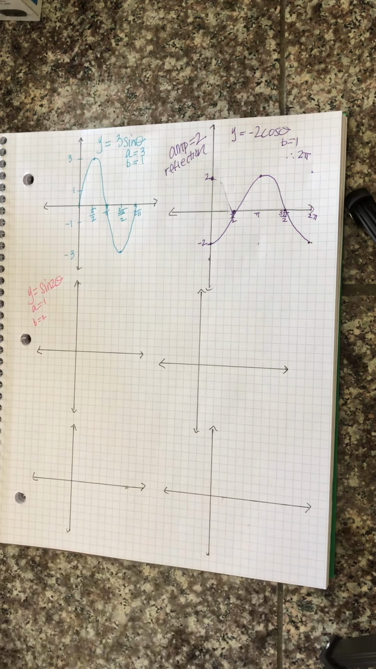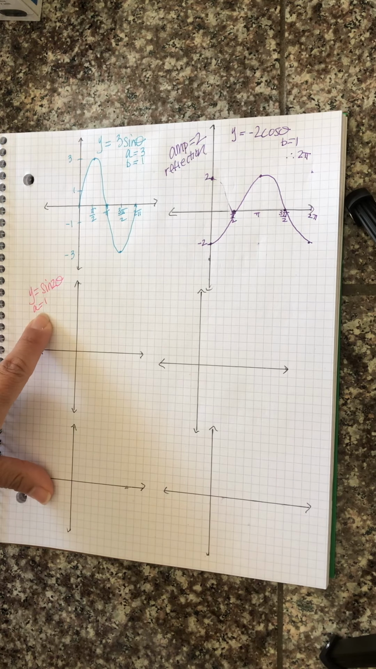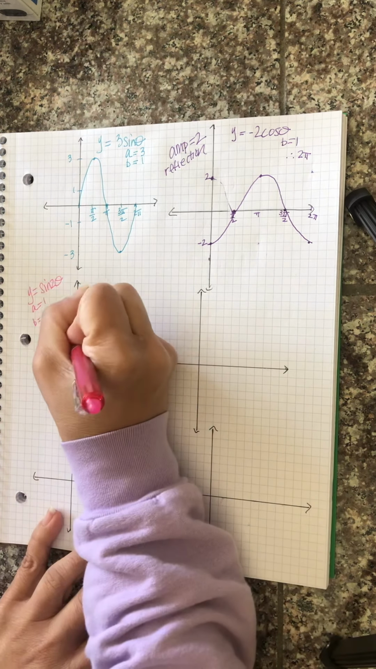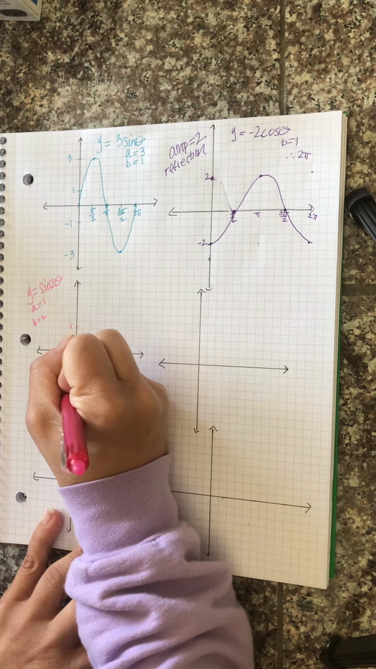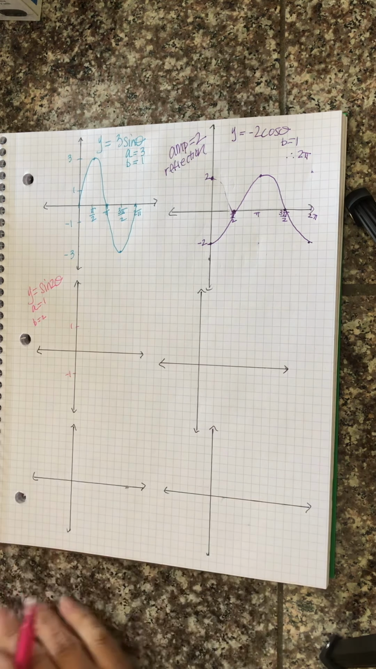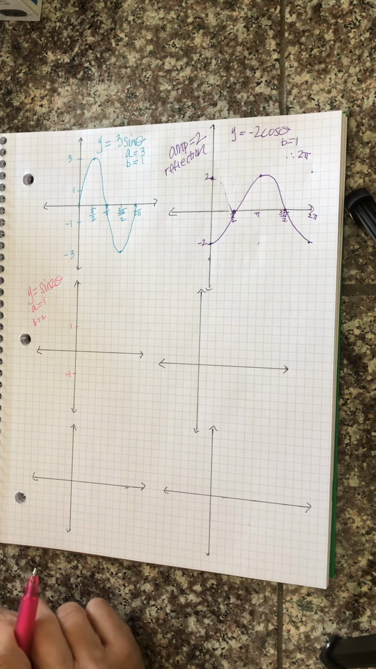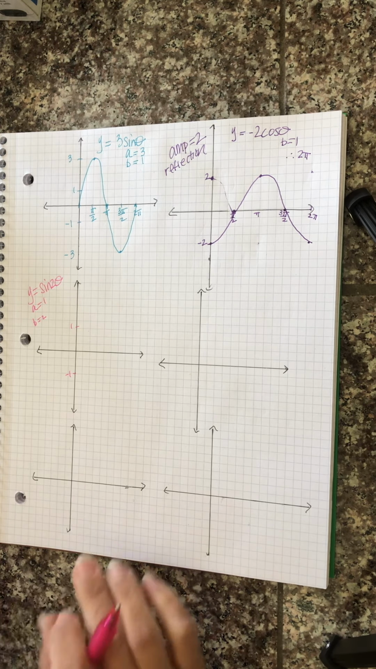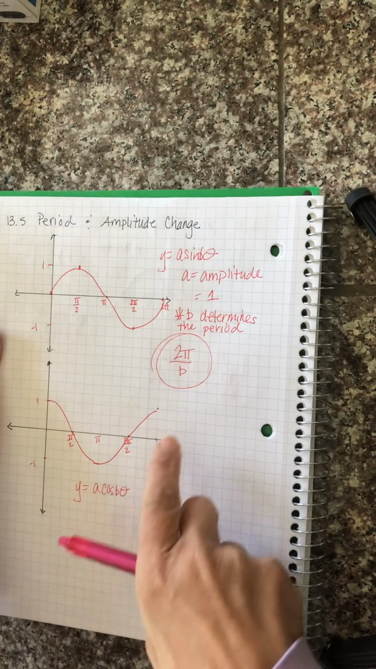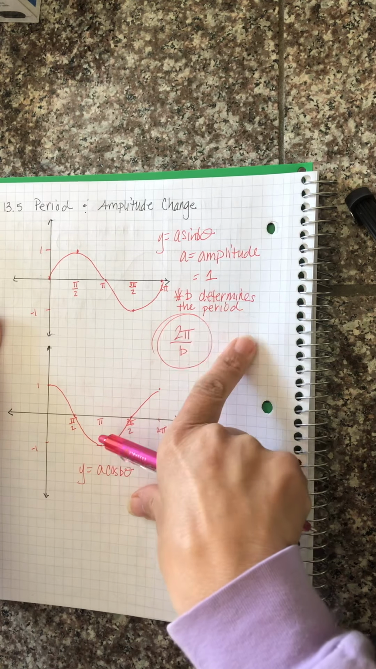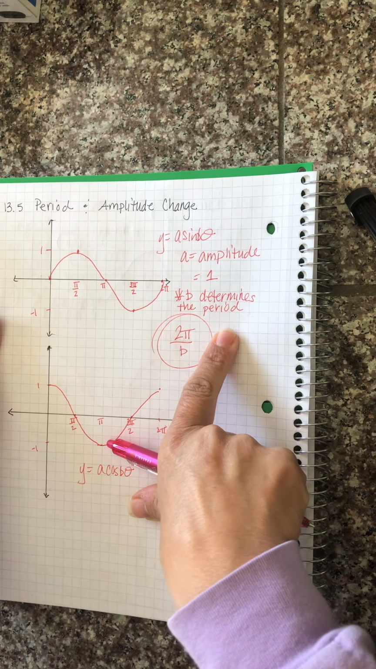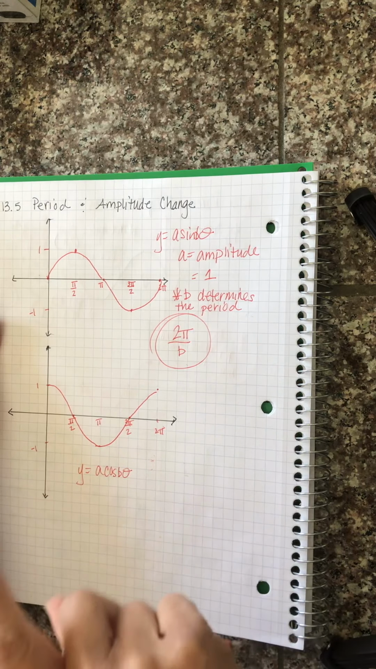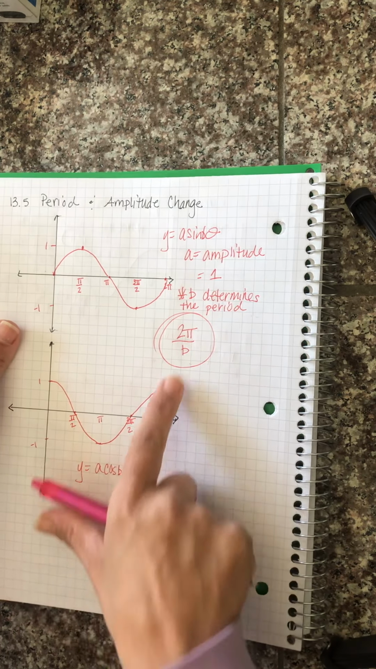Okay. Sine of 2 theta. The amplitude is 1. A is 1. Okay, B is now 2. So if you remember, I said B determines the period. So this particular graph doesn't have a period of 2 pi. It has a period of 2 pi over B.